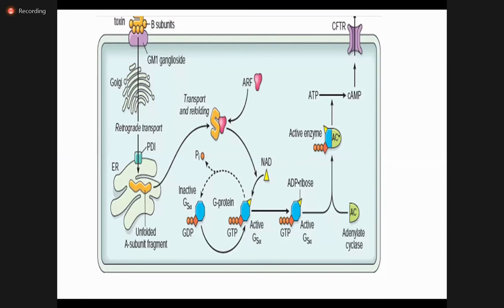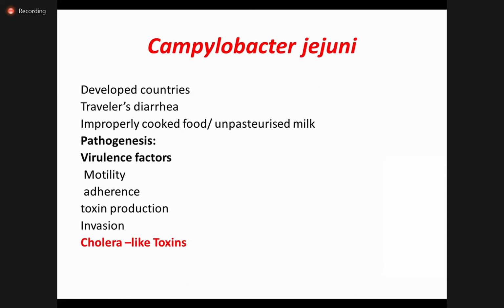Campylobacter jejuni is usually found in developed countries, and it is associated with traveler's diarrhea. It is linked with improperly cooked food or unpasteurized milk. Its virulence factors are associated with motility and toxin production. It also produces cholera-like toxins, and it causes invasion.